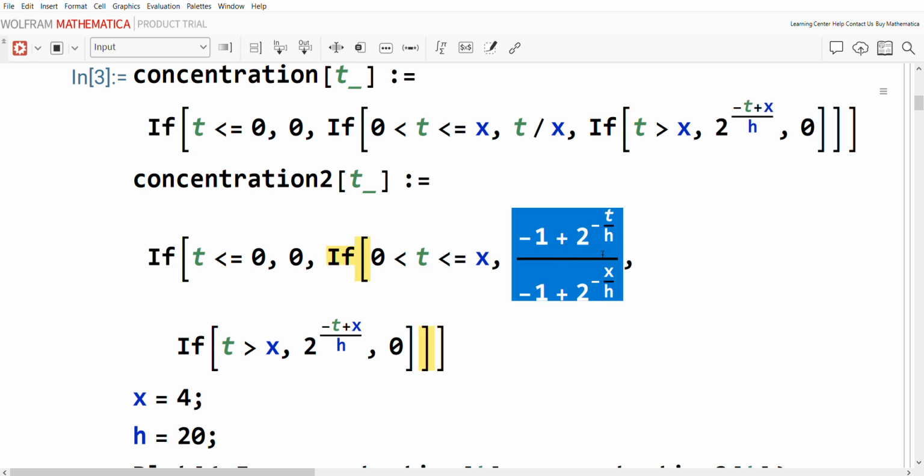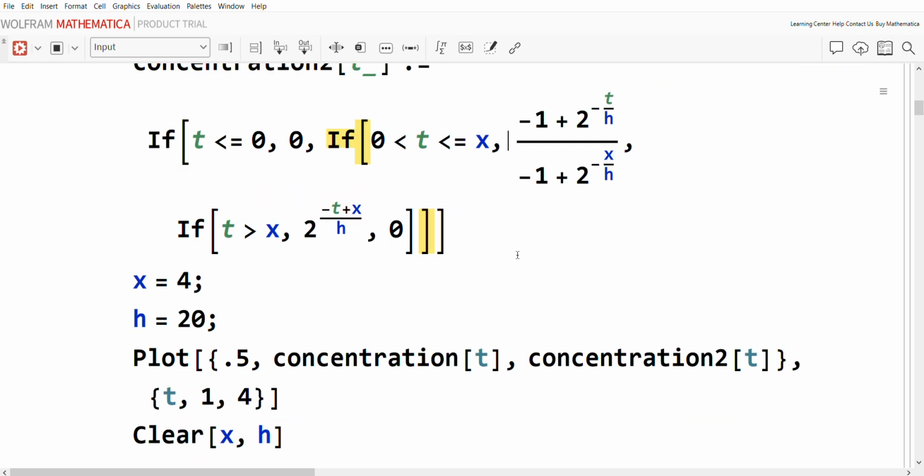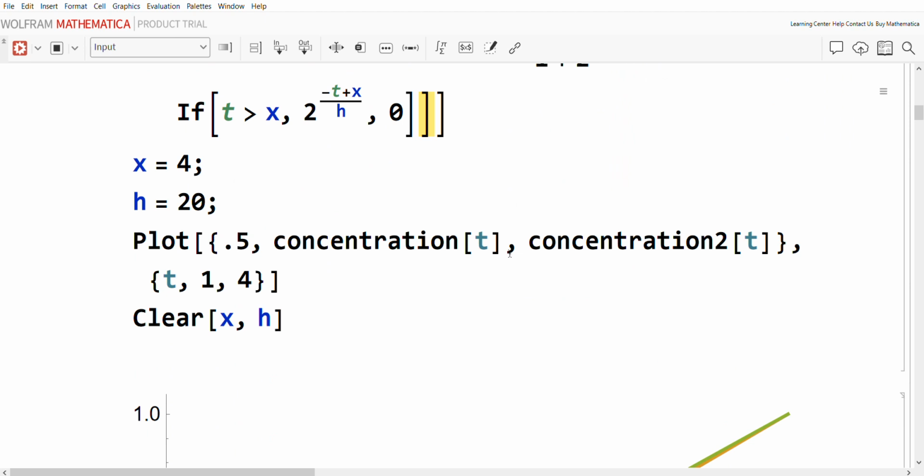Now I could have gone with this, and that does take into account that when you're absorbing, you're also starting to eliminate, but it doesn't seem to matter much. This is a case where the time to peak is 4 hours, and the half-life is 20 hours.